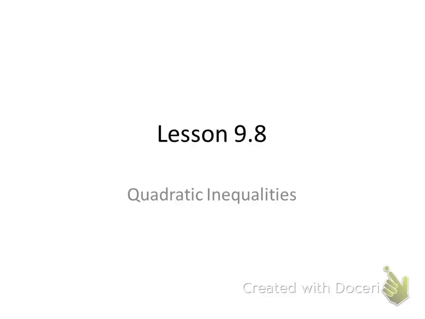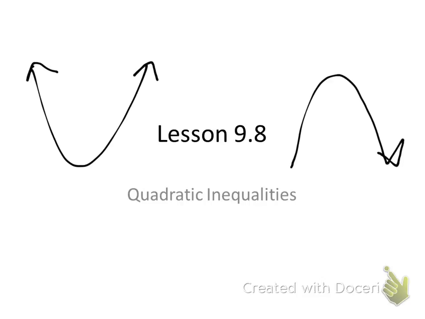Lesson 9.8, what we're going to be doing is graphing quadratic inequalities. Now, we've already graphed quadratic equations. Remember when we did our x equals negative b over 2a and found our vertex, then made our table and plugged it in our calculator? And when we graphed it, it looked like a parabola that looked like this or like this. We are doing the exact same thing in this lesson.